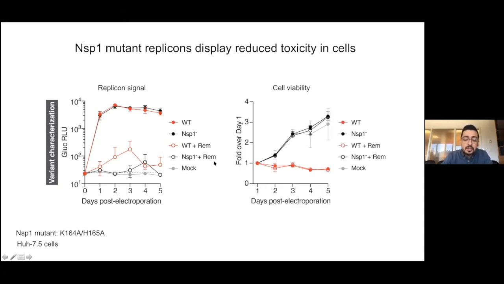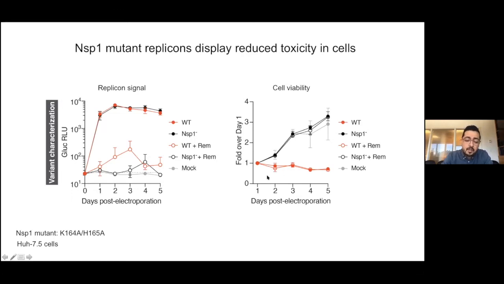However, we also noticed that NSP1 mutant replicons displayed much reduced cytotoxicity, which was a bit of a surprise. This is not to say that cells can harbor persistent NSP1 replicons, only that NSP1 from electroporated RNA appears to be a major player in inducing cell death, likely by affecting translation. Note that wild-type replicons launched in the presence of remdesivir also exhibit a similar phenotype.